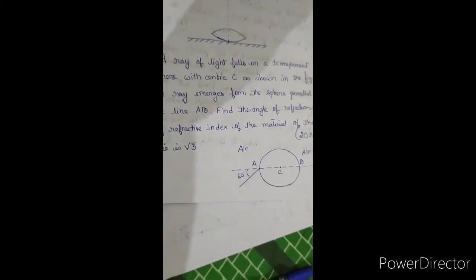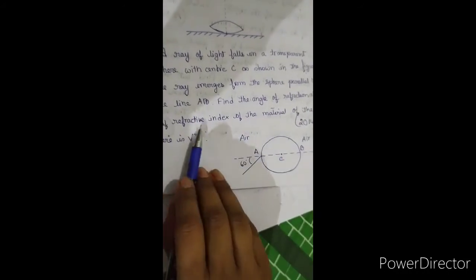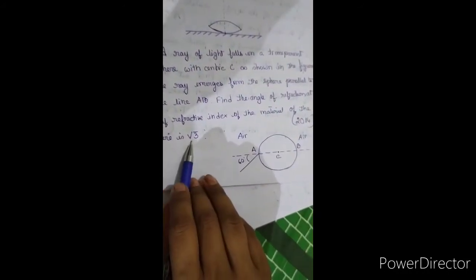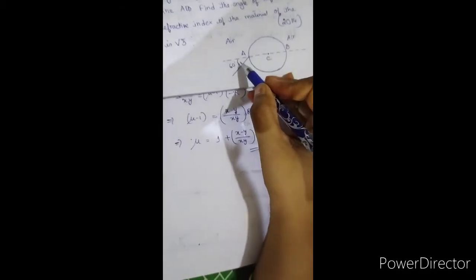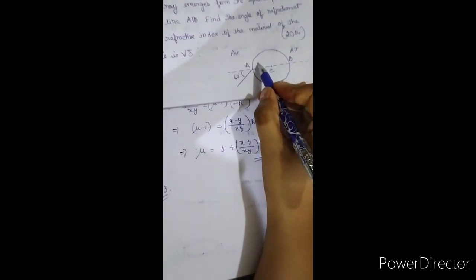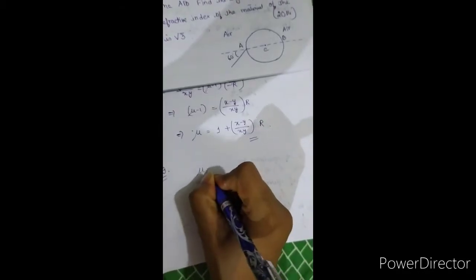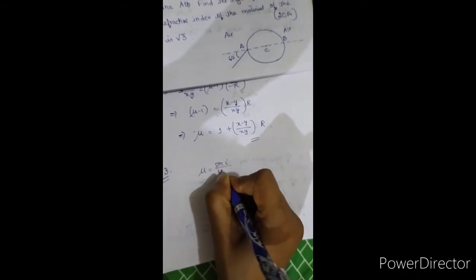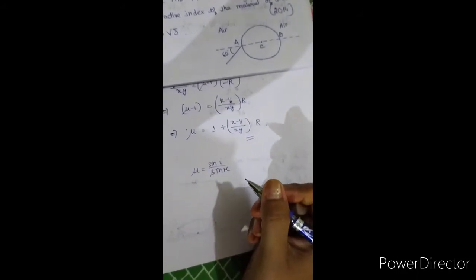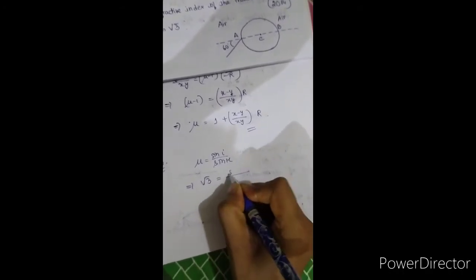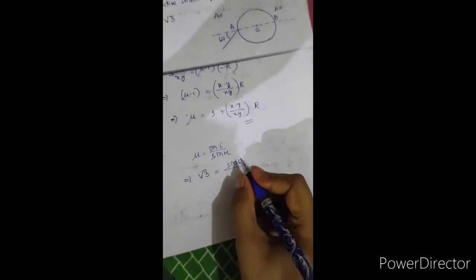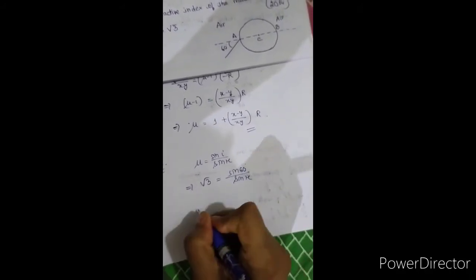Then find the angle of refraction at A if the refractive index of the material of the sphere is √3. It is very easy. If I use Snell's law at this particular sphere, this is the angle of incidence, and I will get the angle of refraction here. By Snell's law, can I write mu is equal to sine I divided by sine R? Yes. It is given that mu is √3. Sine I is sine of 60 divided by sine of R. We have to calculate R only now.